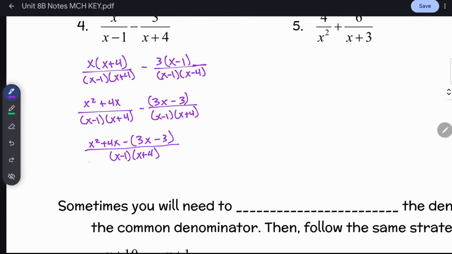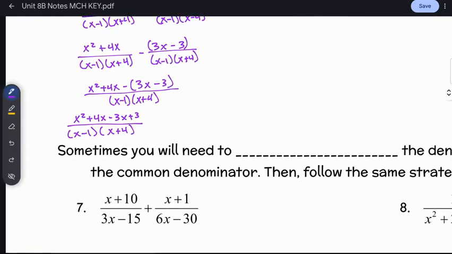All right, so we've got a little more work to do. This is going to be x squared plus 4x minus 3x plus 3 all over x minus 1 times x plus 4. Time to start combining our like terms. X squared is by itself, but we have the 4x and the minus 3x. So that is going to give me x squared plus x plus 3 over x minus 1 times x plus 4.